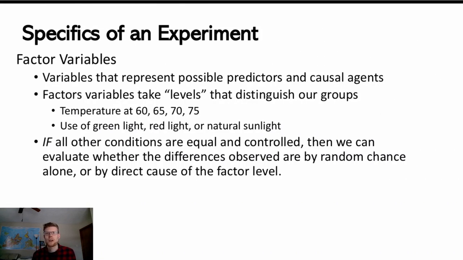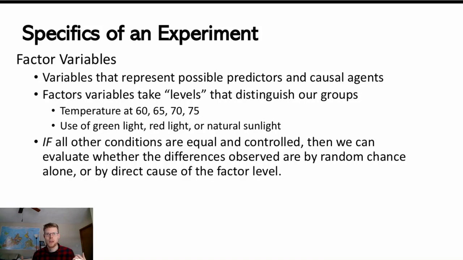So I guess I already talked about this, but the specifics of an experiment are that we have some kind of factor variable. Maybe we even have a couple of different factor variables. And what we're doing is changing the levels of those factors for each of our experimental groups. So for example, if we're studying plant growth, we might have a factor variable be temperature, and we set temperature to be 60, 65, 70, 75 for our different groups.